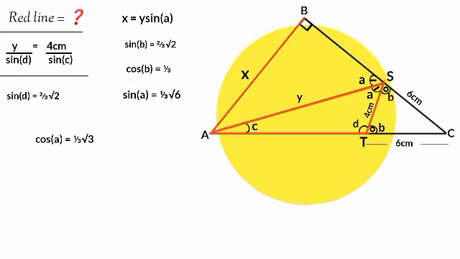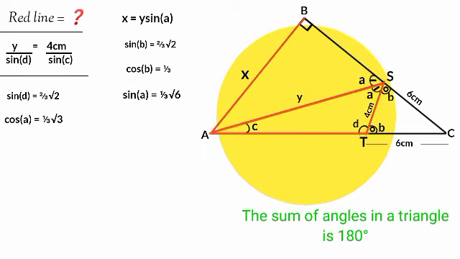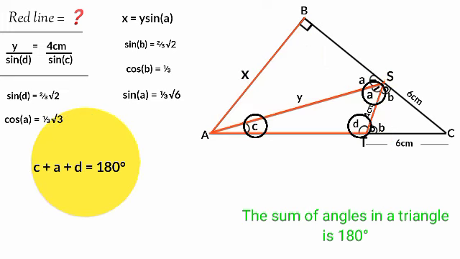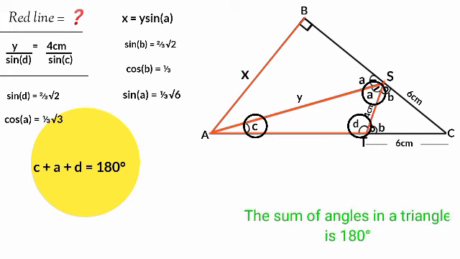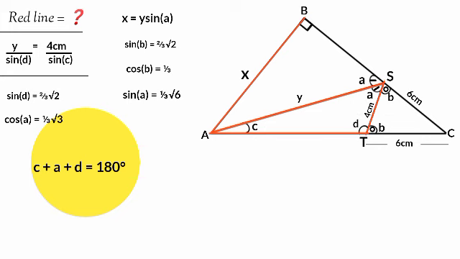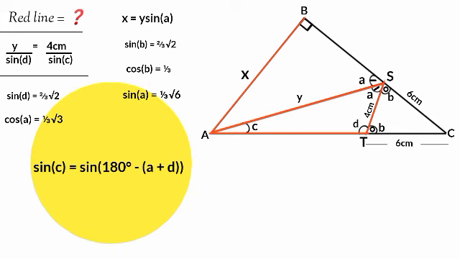Now from this triangle AST, since the summation of angles in a triangle is 180 degrees, we sum up the angles and equate to 180 degrees. So C plus A plus D equal to 180 degrees. If we make only C the subject, C equal to 180 degrees minus A plus D, and we take the sine of both sides. So sine C equal to sine 180 degrees minus A plus B.